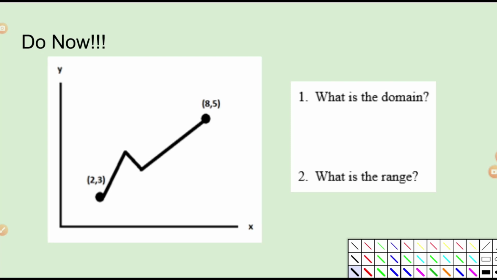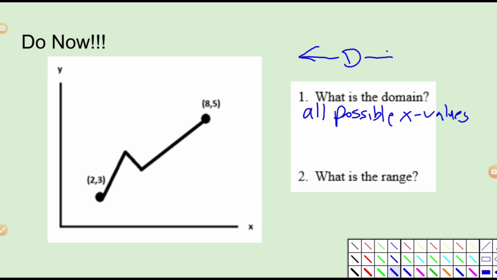Simple question, we've got a graph here, and the questions are, what is the domain, what is the range? Now remember, we need to figure out what is domain again. I'm just going to define it as all possible x values. Okay, simple definition, but think of domain as all your possible x values. So domain should be going in this direction, horizontally.